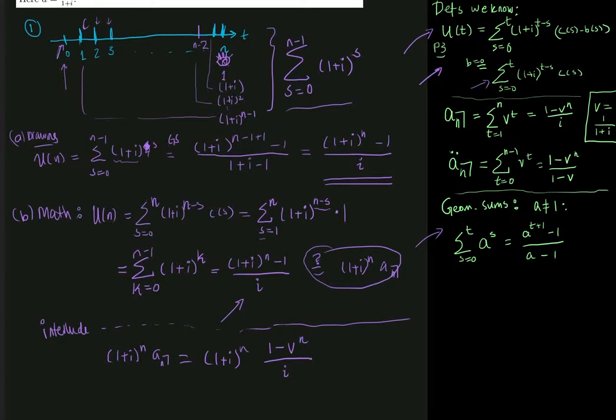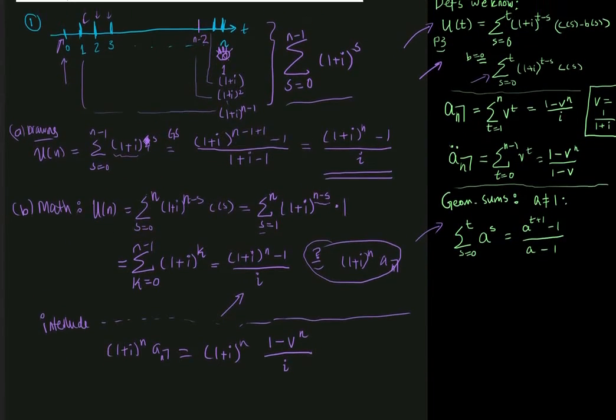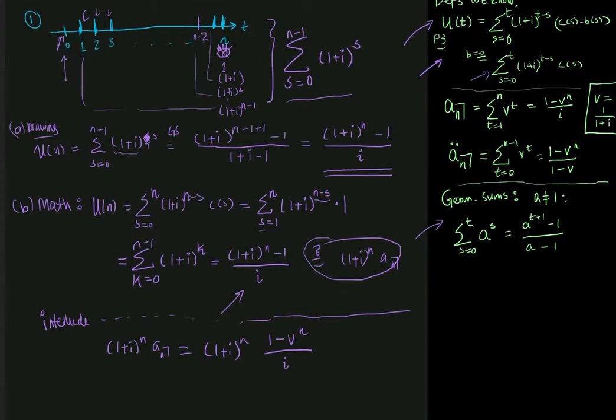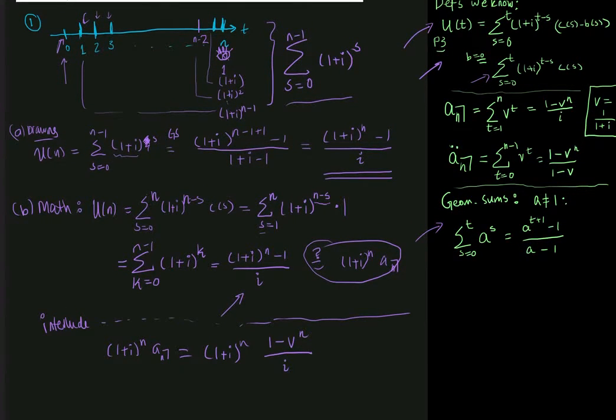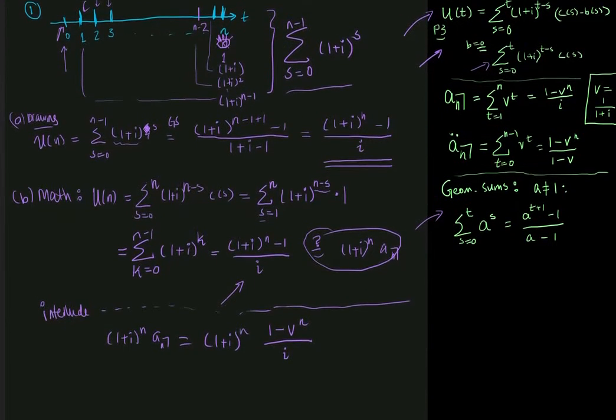Okay, so what happens now? I can see that something funny happens if I multiply this into the numerator, right? Because if I do that, then the first term in the numerator becomes 1 plus i to the n, and the second term becomes 1 plus i to the n multiplied by v to the n.